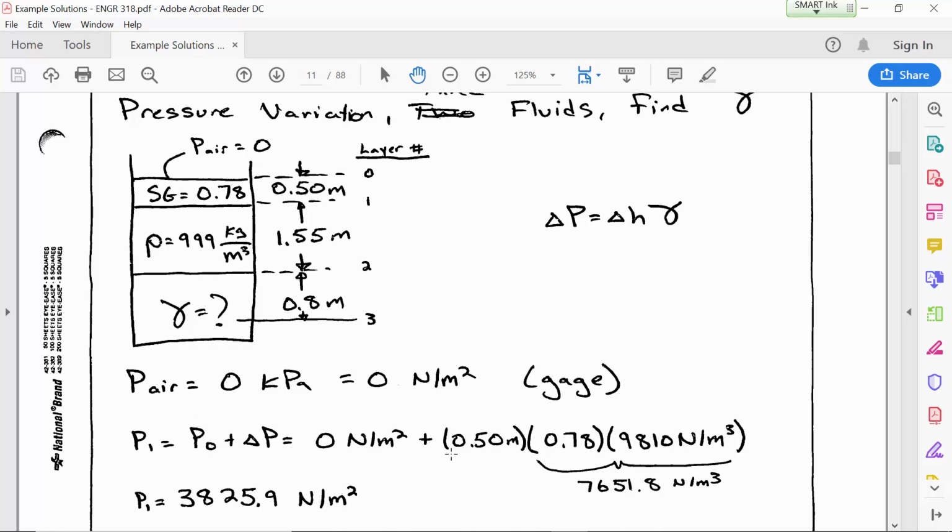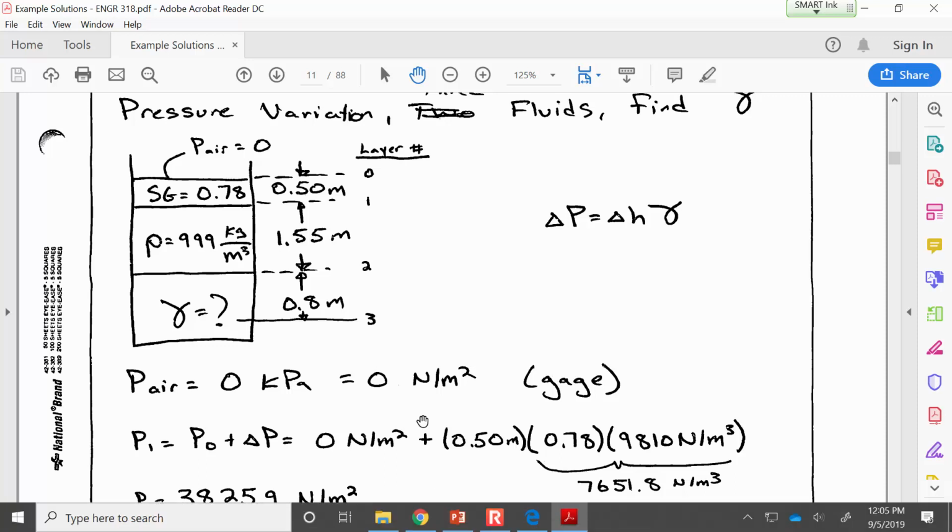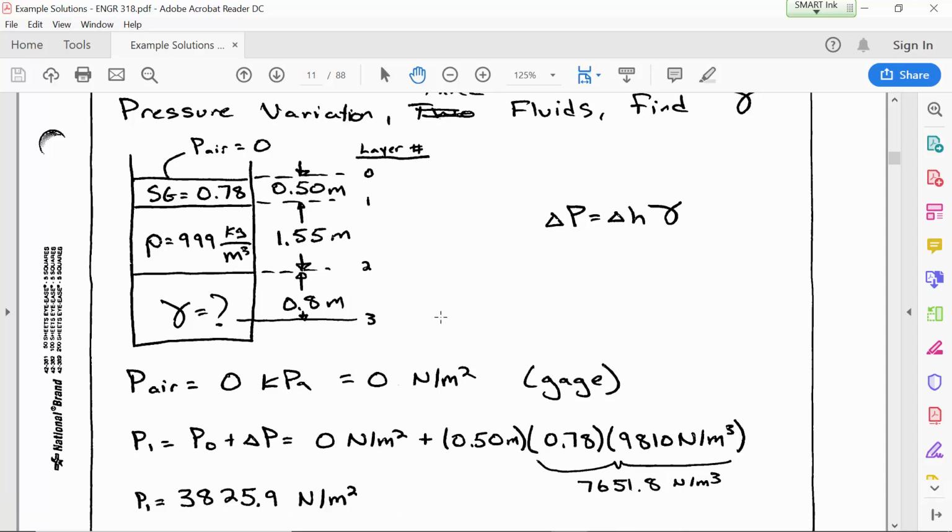And the change is half a meter of whatever this liquid is. And this liquid, I guess it doesn't matter as long as we got the specific gravity. It's known to be 0.78 times the unit weight of water. And so if we do that, it should be 7651.8 newtons per meter cubed. That's the unit weight of that first layer. So the pressure at 1 will be the pressure at 0 plus the change. So who got 3,826 pascals as we go down through the first layer?